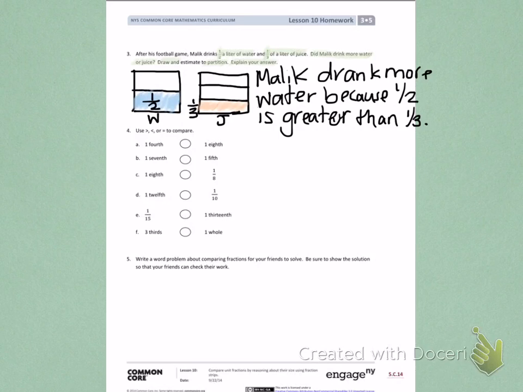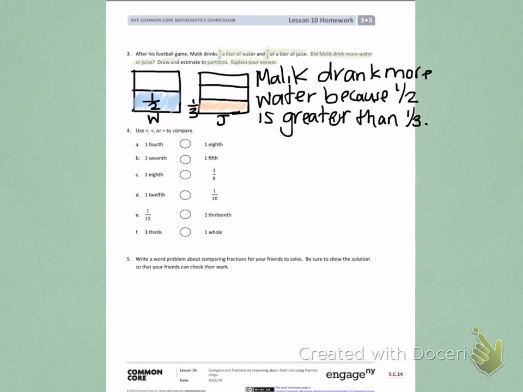Number 4. Use the symbols to compare. So the symbols are greater than, less than, or equal. If you need to, flip on the other side of your paper when you're looking at these to think about the fraction strips that are drawn there for you.